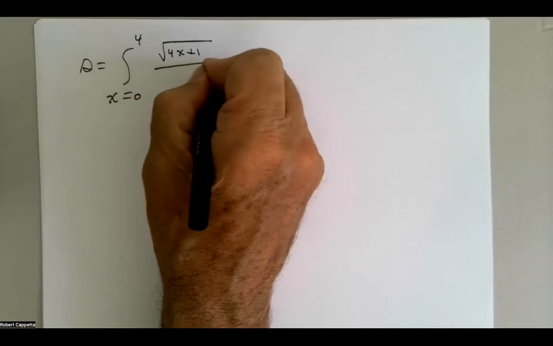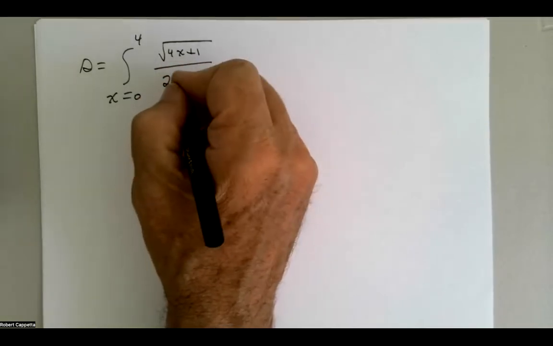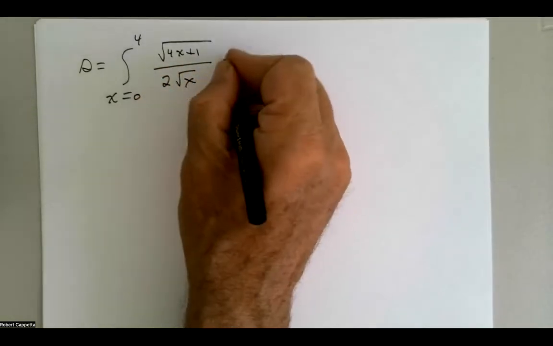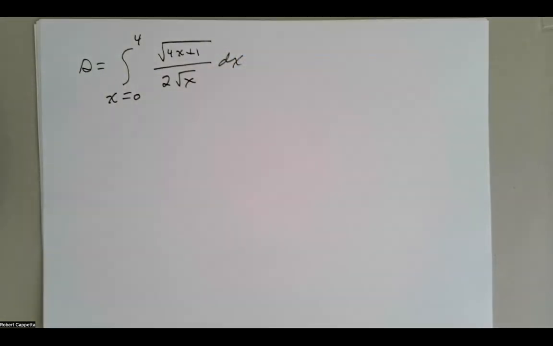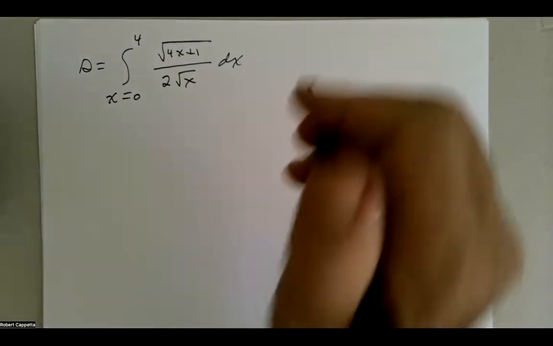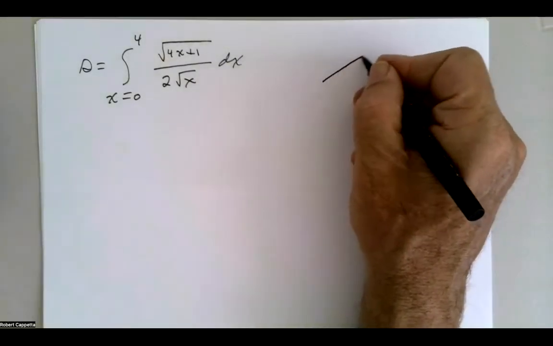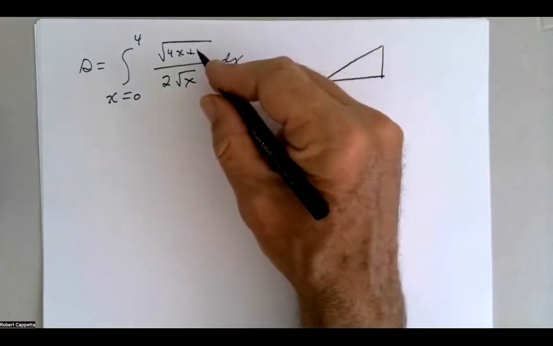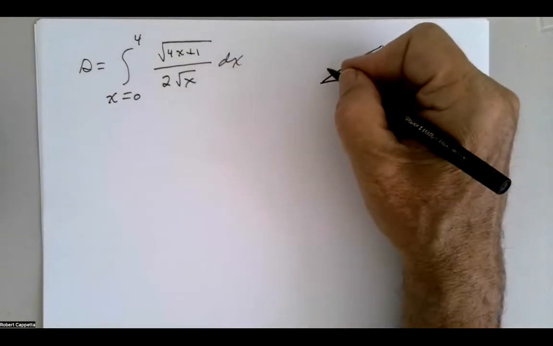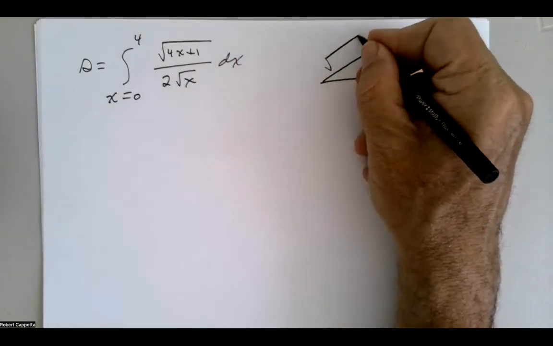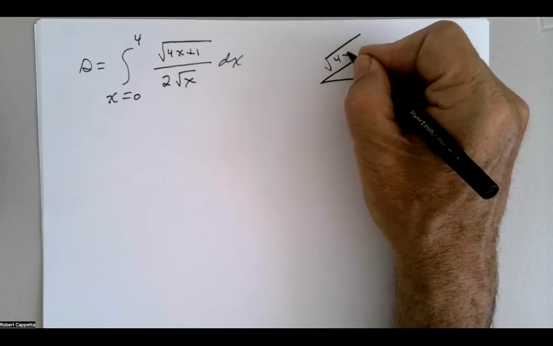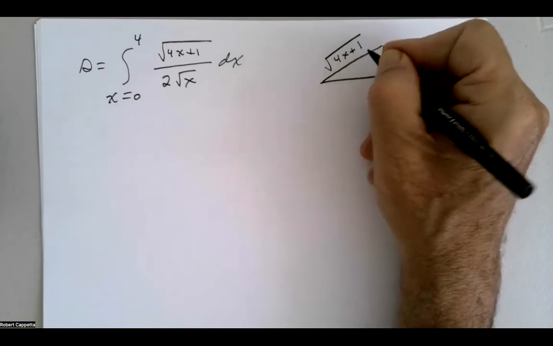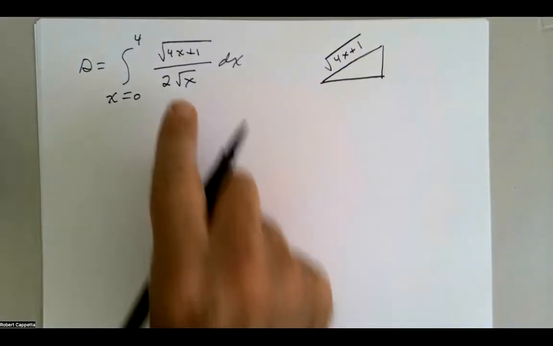So think about how you would build your triangles to work in this context. What would that be? Well, root 4x plus 1 is a sum. So root 4x plus 1 has got to go on the hypotenuse side. And you'll notice that 2 root x is going to go on another side.